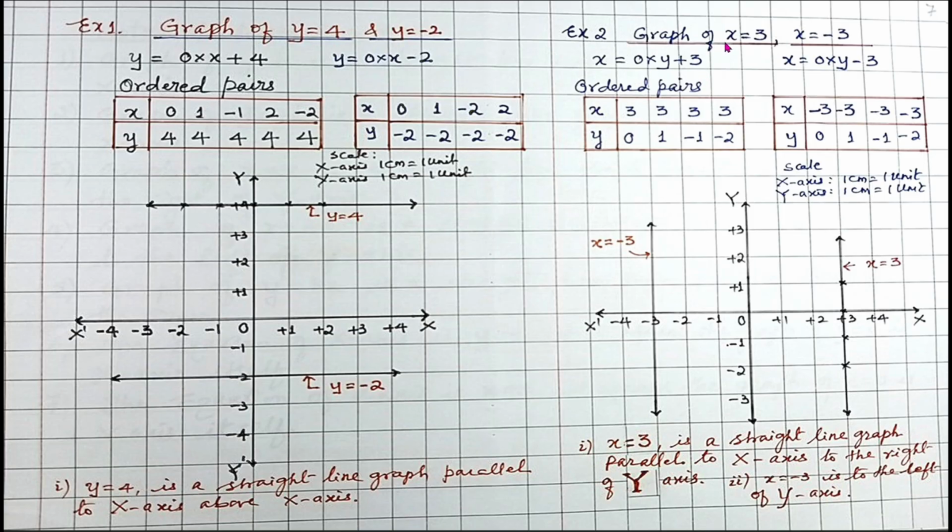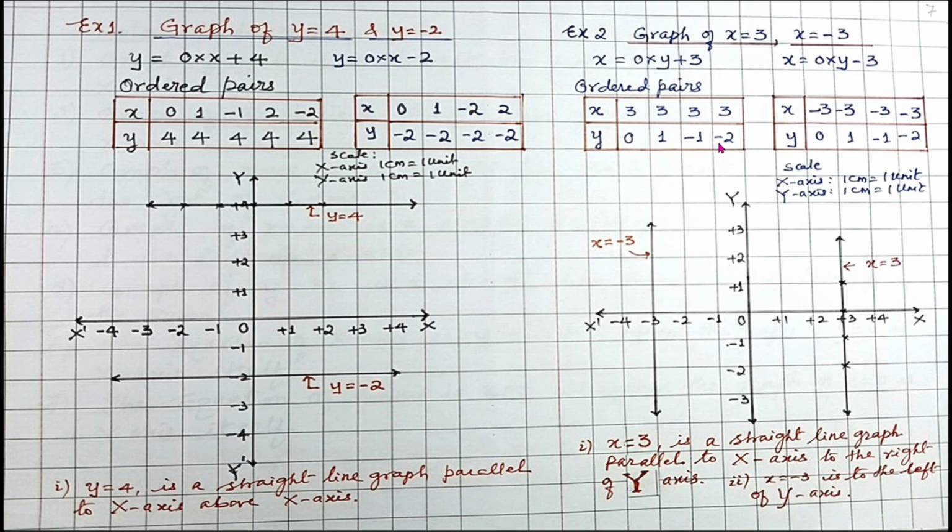Similarly, let us draw the graph of x is equal to 3 and x is equal to minus 3. Let us write this in standard form first: x is equal to 0 into y plus 3. Then for different values of x and y, find the ordered pairs. If I put y is equal to 0 here, x is equal to 3; y is equal to 1, x is equal to 3; y is equal to minus 1, x is equal to 3; y is equal to minus 2, x is equal to 3.